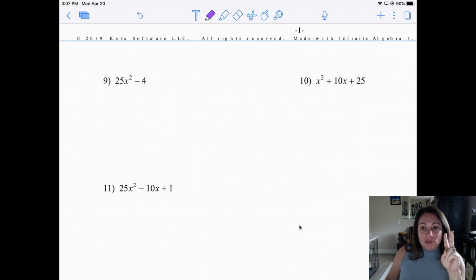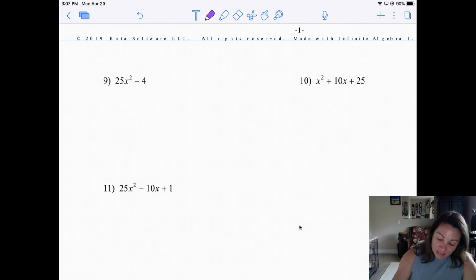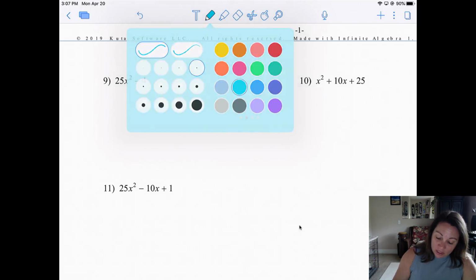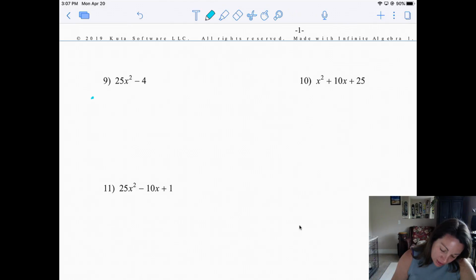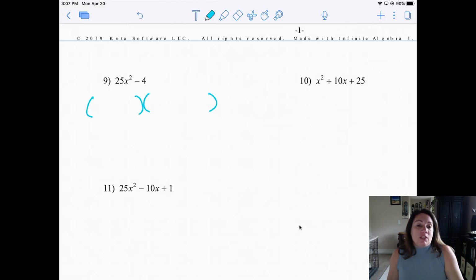Number 9 is 2 terms. This is different. It's not a trinomial. It's 2 terms. So is there a GCF? 25 and 4? No. But is this a difference of squares? Yes, 25x squared is a perfect square, 4 is a perfect square, and it's a difference. So this means that I can factor this using my difference of squares format, which says I'm going to put the factors of each, the first term and the second term, in the first and second spots of my binomial.